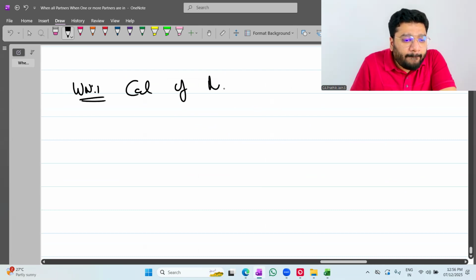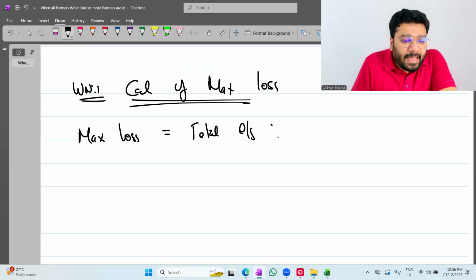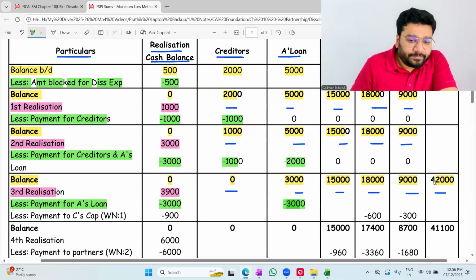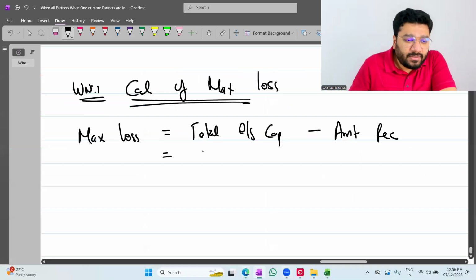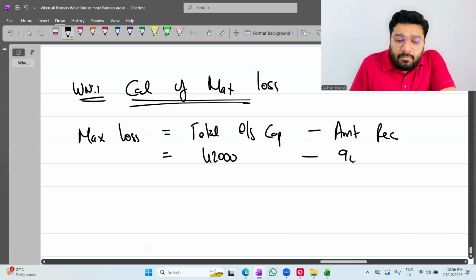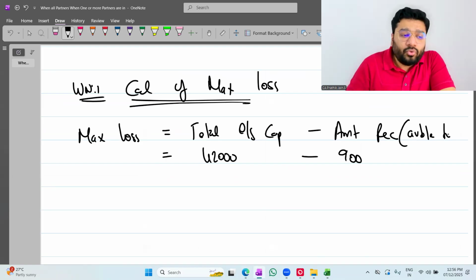Calculation of maximum loss. What is the formula for maximum loss? Total outstanding capital minus amount received. Tell me, people, at this moment, what is the outstanding capital? I did a total here now. 42,000 rupees is the total outstanding balance. In that, how much money is there now to make the payment? Amount available to make the payment is 900.